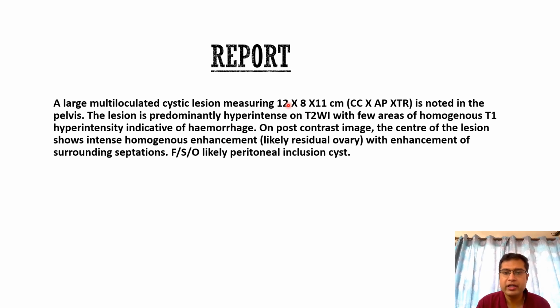So this is the report that I had given: a large multiloculated cystic lesion seen in the pelvis, predominantly hyperintense on T2 with few areas of homogeneous T1 signal indicative of hemorrhage. On post contrast images, the central area shows intense homogeneous contrast enhancement. On ultrasound, we could correlate some follicles within, which was suggestive of residual ovary, and hence the possibility of inclusion cyst.